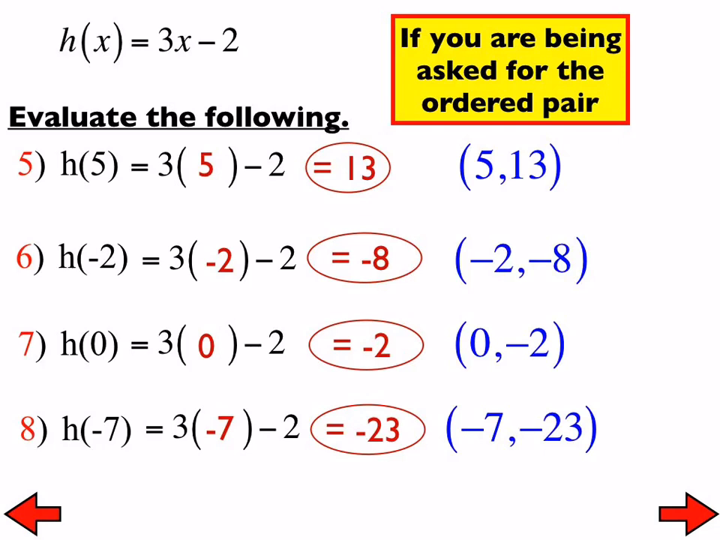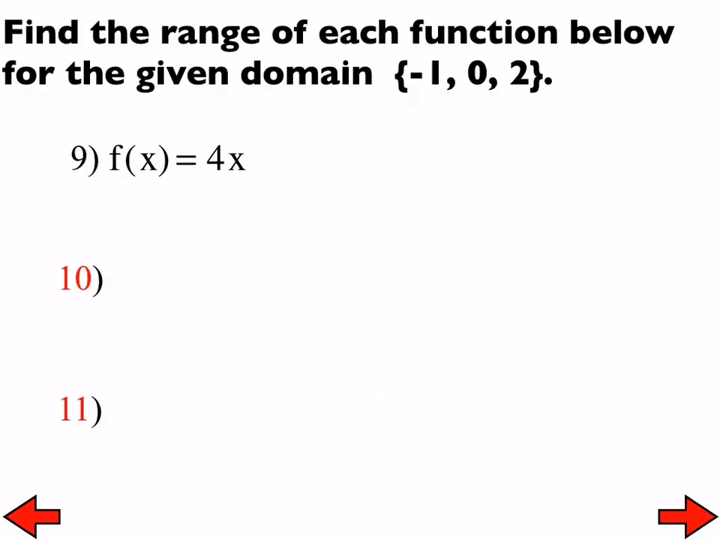Now, this next block of problems is kind of a lead-in to tomorrow. So this is really the same idea, except just in a different format here. So I'm telling you that f of x is equal to 4x for number 9. And I'm telling you that we have 3 different domain values. One of them is negative 1. One of them is 0. One of them is 2. So this is kind of like 3 problems in one.